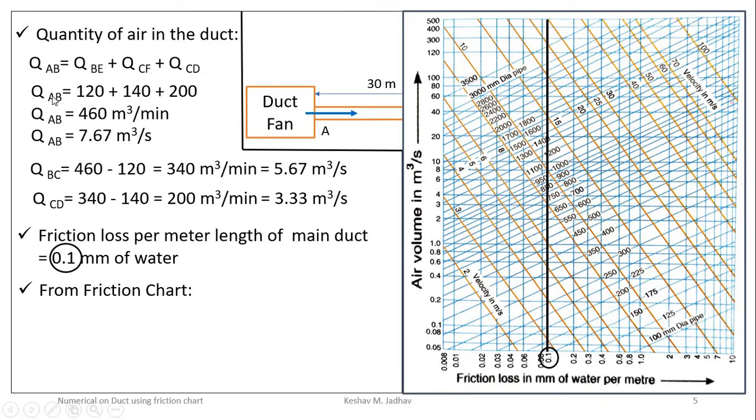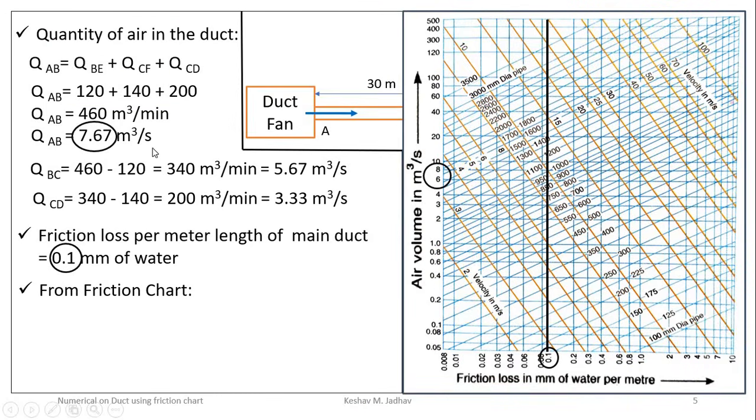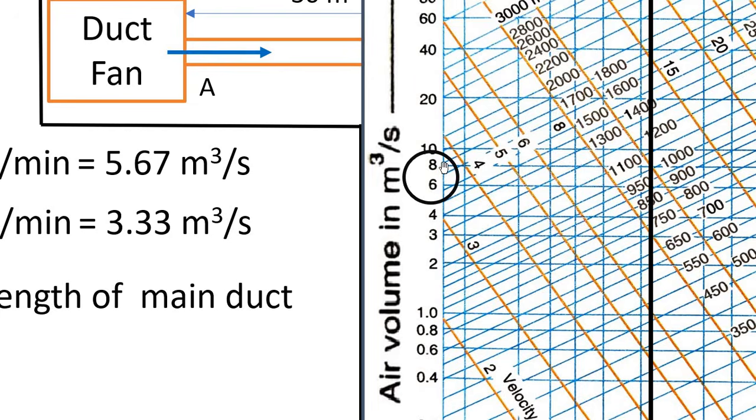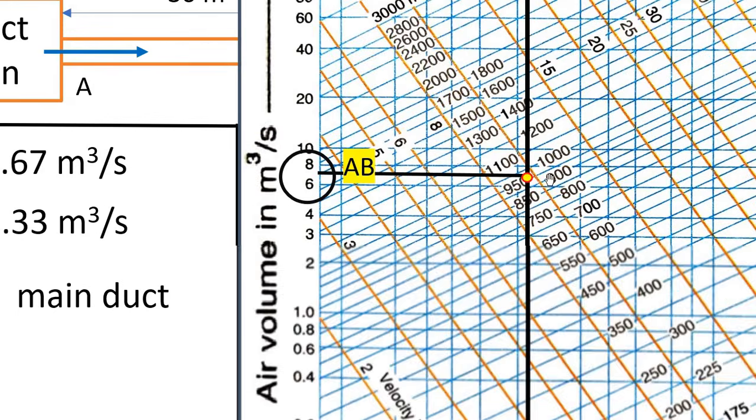Now, let us take section AB. For section AB, volume flow rate is 7.67 meter cube per second. So, this value we can locate on the y-axis, because on the y-axis it is air volume in meter cube per second. The value will be in between these two lines. So here at the center of 6 and 8 we will have the line for 7, but here we have to locate 7.67, so it will be above the midpoint of these two lines. So here we can draw a line for volume flow rate 7.67 meter cube per second. So this is the intersection point for section AB of the duct.